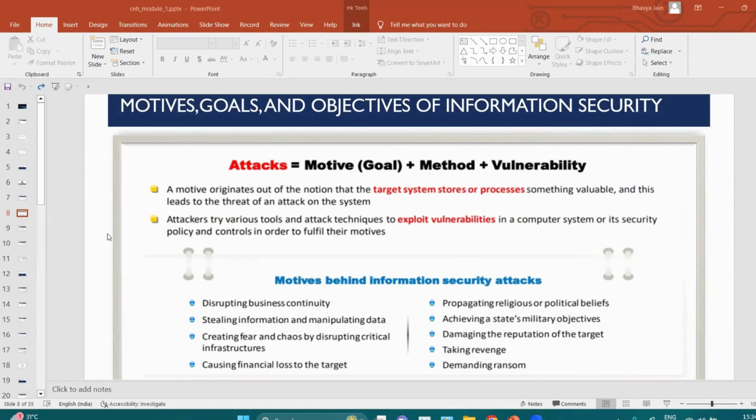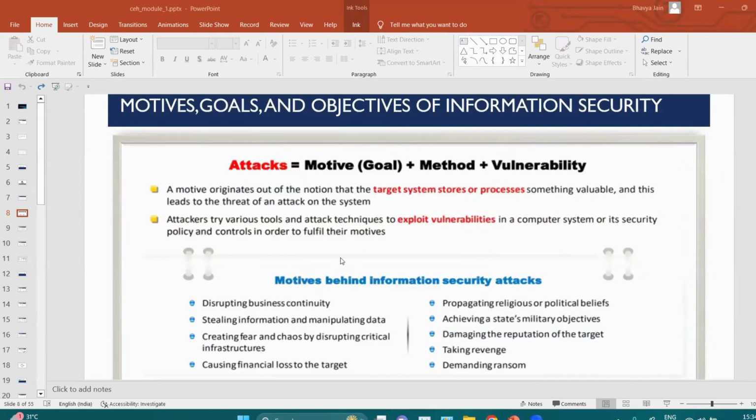Why do you want to hack any system? Why does any attacker want to hack any system? There are lots of cyber crimes because there is a reason behind each cyber crime. It can be blackmailing someone. It can be any financial gain. It can be any reason. So that is the motive or goal.